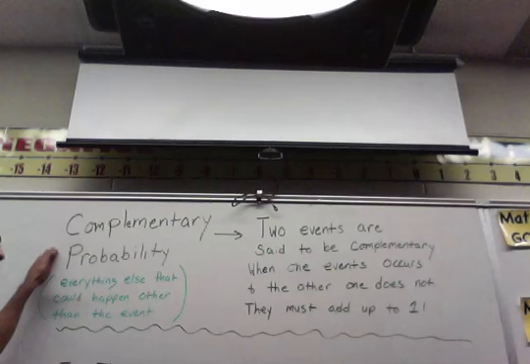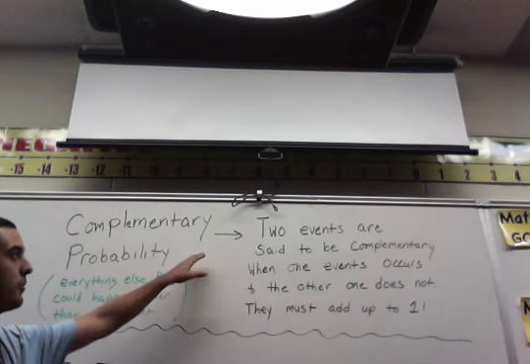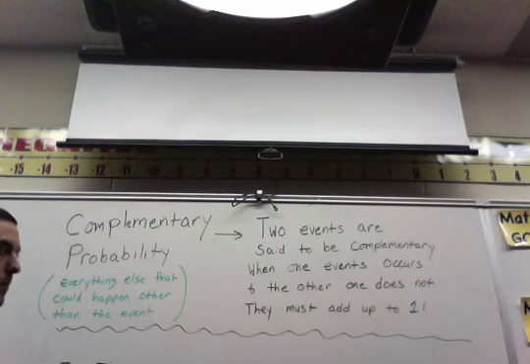Hi guys, today's lesson is over complementary probability, and I would like you to write down the definition here. The definition of complementary probability is this. Two events are said to be complementary when one event occurs and the other one does not. They must add up to 1, okay?